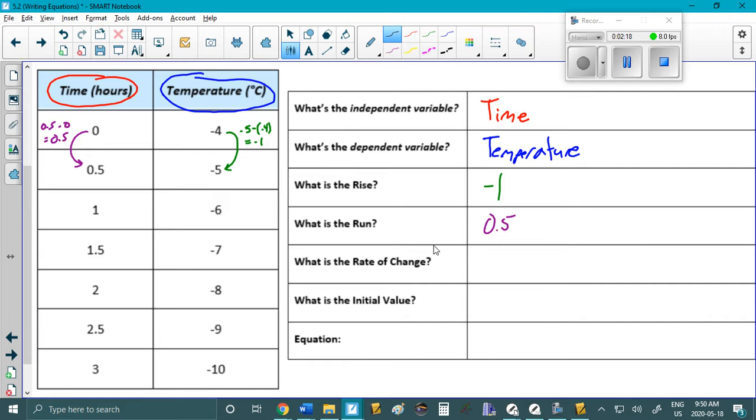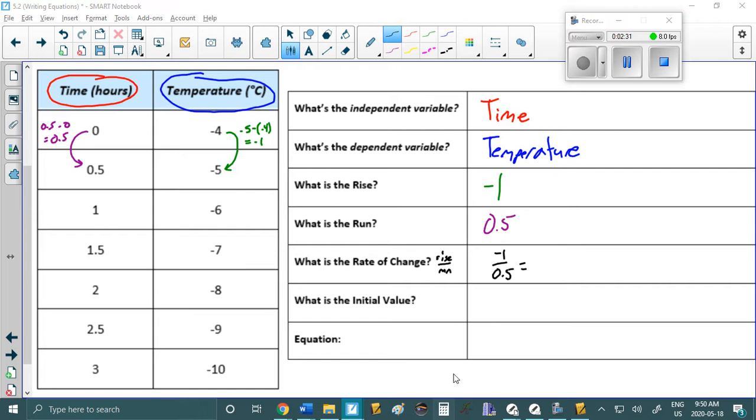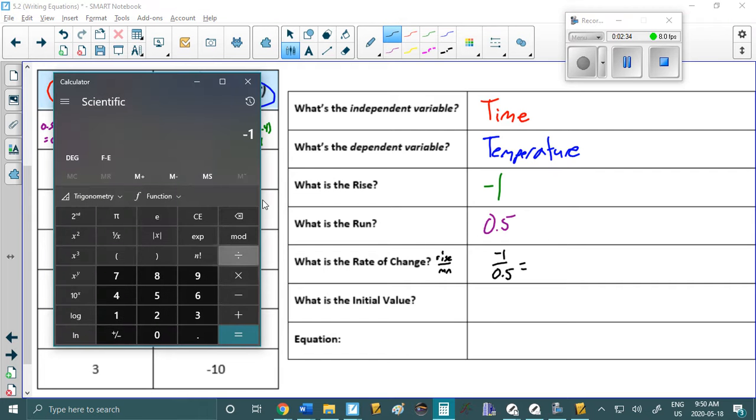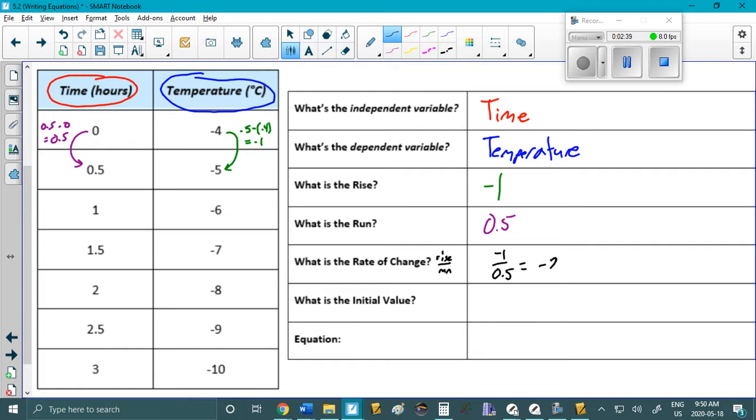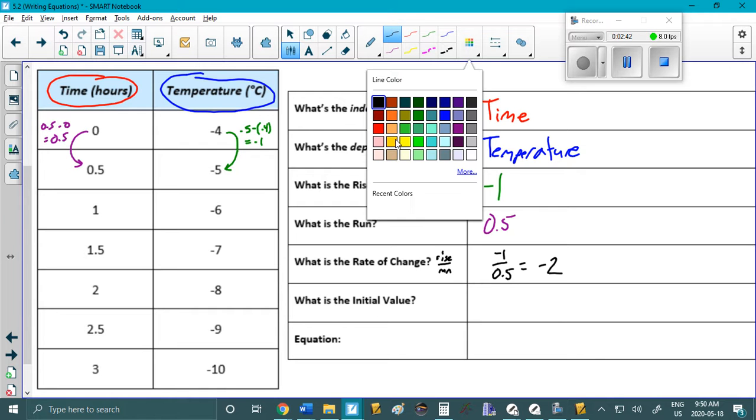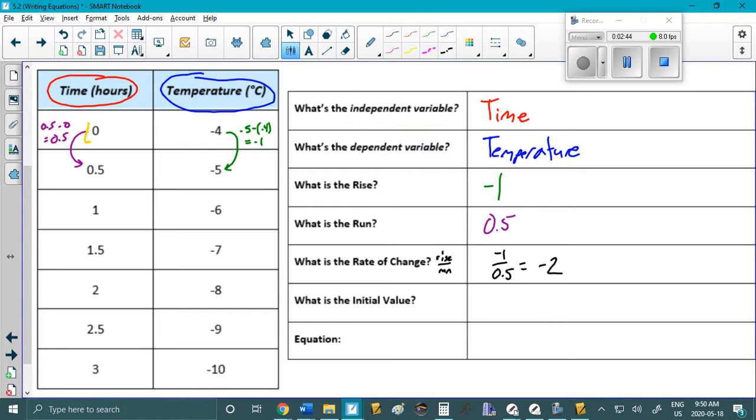The rate of change, we've done it a bunch of times. It's the rise divided by the run. So we take the number for the rise, -1, and we divide it by the number for the run, which is 0.5. And then I actually go to my calculator and I do this. So -1 divided by 0.5 is -2. Okay. The initial value happens when x is 0, and the initial value is the y value when x equals 0. And so in this case, it's going to be -4. Okay?